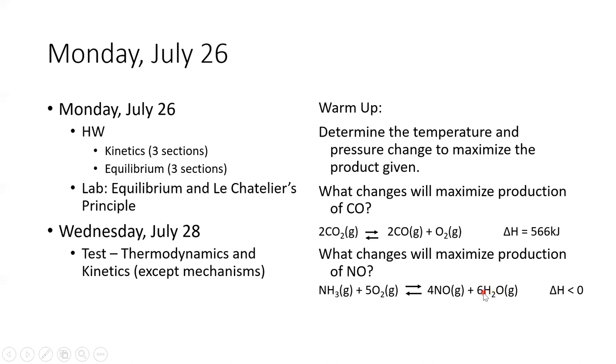So we want to maximize nitrogen monoxide, which means we want to cause a shift to the product side. We have more moles of gas on the product side than on the reactant side. So to cause a shift to the side with more moles of gas, would we increase or decrease the pressure? Decrease the pressure, right. If we decrease the pressure, the system is going to want to increase that pressure and relieve the stress we've applied. It does that by shifting to the side with more moles of gas, which would increase the pressure again. So a lower temperature and a lower pressure would cause a shift towards the right.